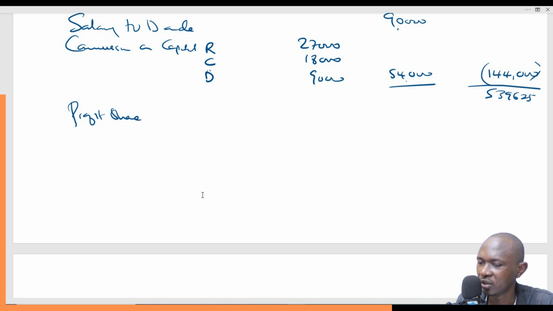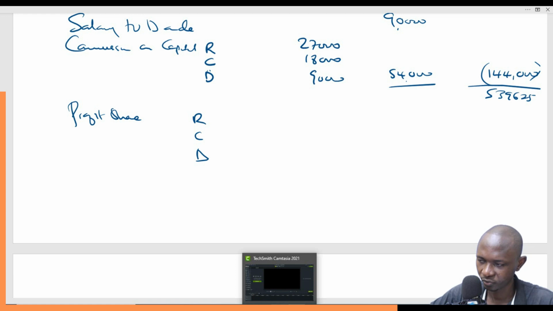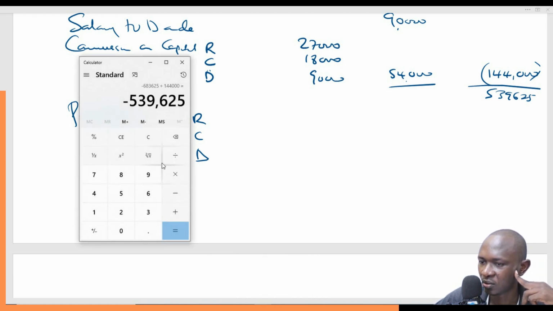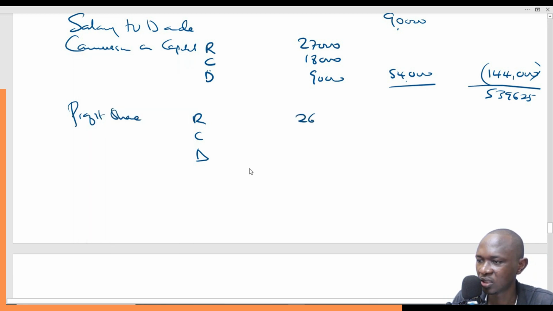Profit share, so R, C, and D, and they are to share in the ratio 3 to 2 to 1. So we'll simply take 3 over 6 of that amount. That is basically half, so divide by 2. What we get is 269,812.5.